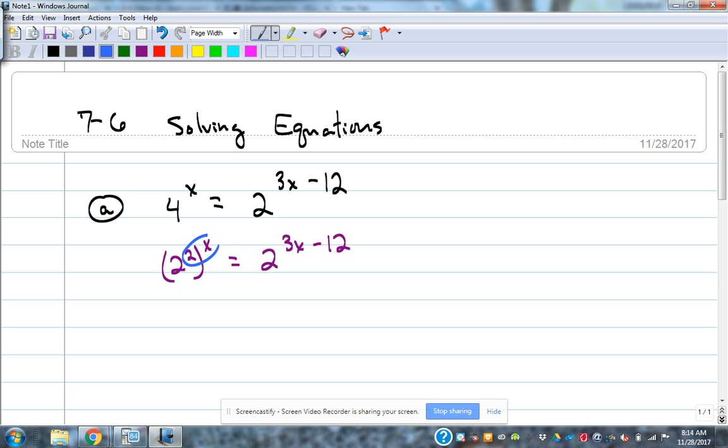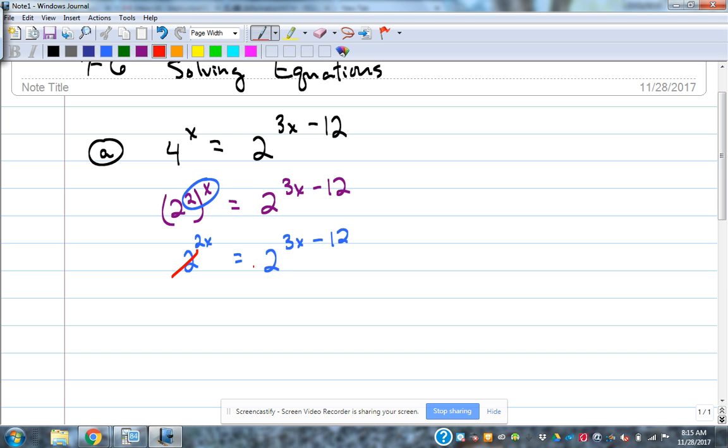What's the exponent property for that? Close. Multiply. Okay. If there's parentheses and the exponent outside, the rule is to multiply those. So this is really 2 to the 2x equals 2 to the 3x minus 12. Once the bases are the same, it's kind of like when we did rational equations back before Thanksgiving. Once the denominator was the same, we didn't have to worry about them anymore. Once the bases are the same, you don't have to worry about them anymore. You drop them, and you get 2x equals 3x minus 12.